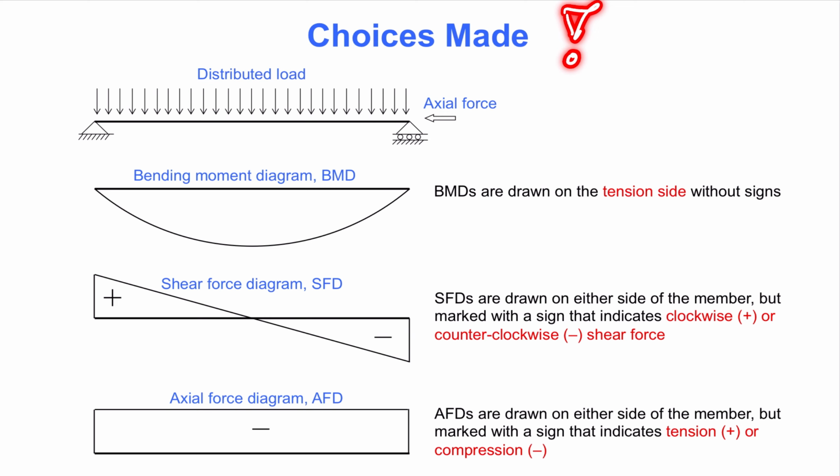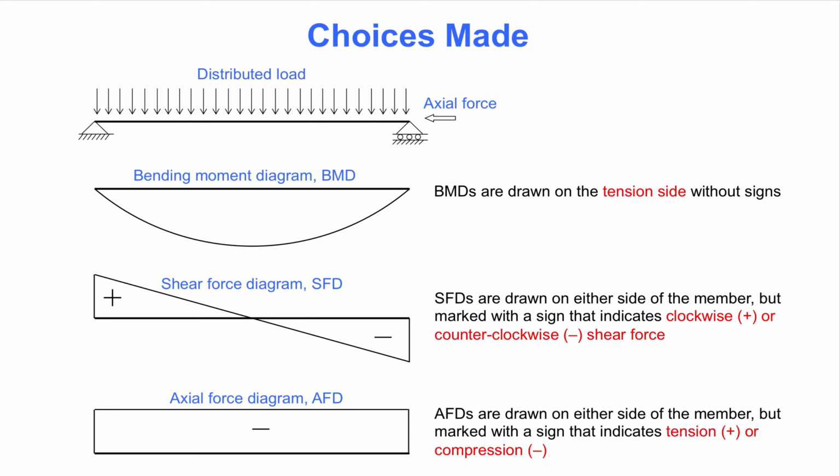The choices are visualized for this simply supported beam with uniformly distributed load. Bending moment diagrams are drawn on the tension side without any signs. Some engineers use signs and say that a positive moment means tension at the bottom, but that rule does not work in general, for example for frames with vertical members.